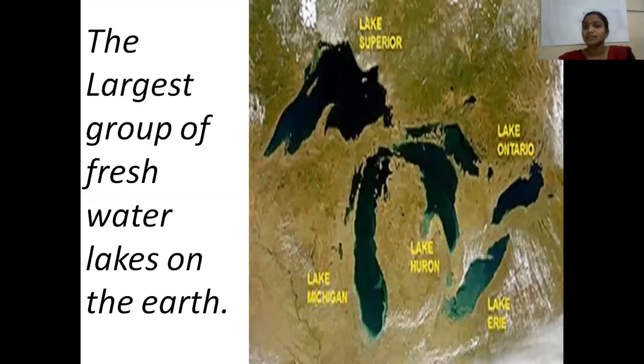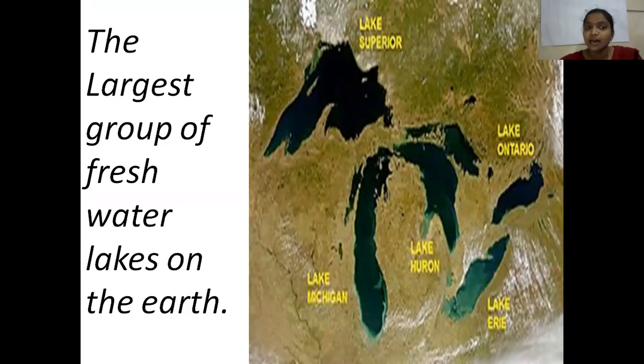And these are the 5 lakes. All the 5 lakes together are called the Great Lakes: Lake Superior, Lake Ontario, Lake Huron, Lake Erie, and Lake Michigan. Children, these are the 5 Great Lakes. These 5 lakes together are called the Great Lakes.